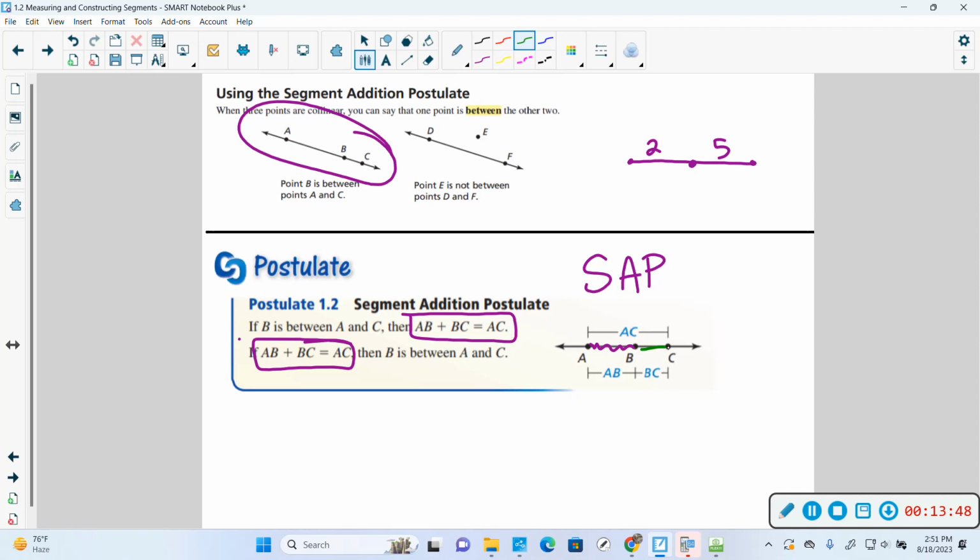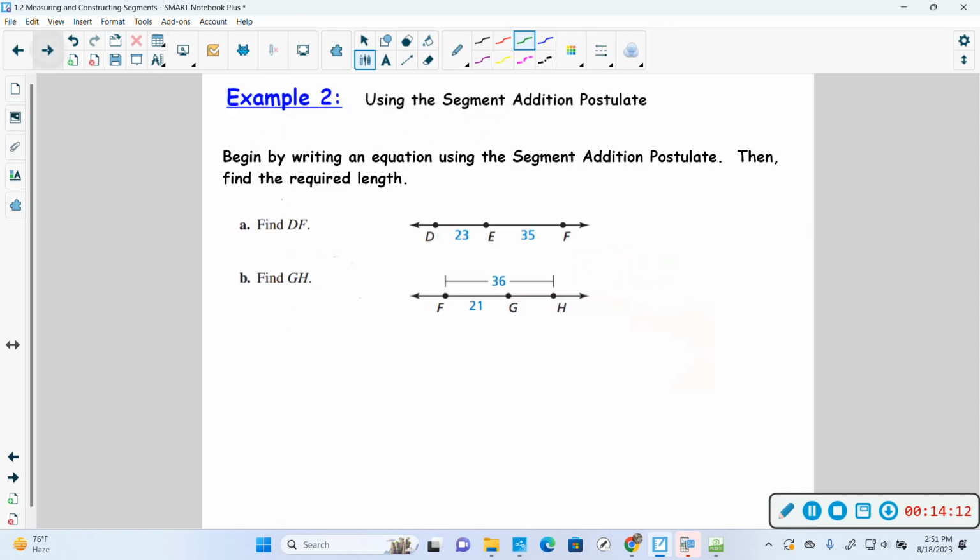And eventually, not for a little bit, not for a ways, eventually we're going to do some problems and you just have to explain to me what you're doing and how you got the answer, and you'll be using segment addition postulate on a lot of them. Remember, you don't have to write out the whole phrase segment addition postulate. You can just abbreviate it with SAP. All right, let's do some. Now we actually have some numbers. I like it.